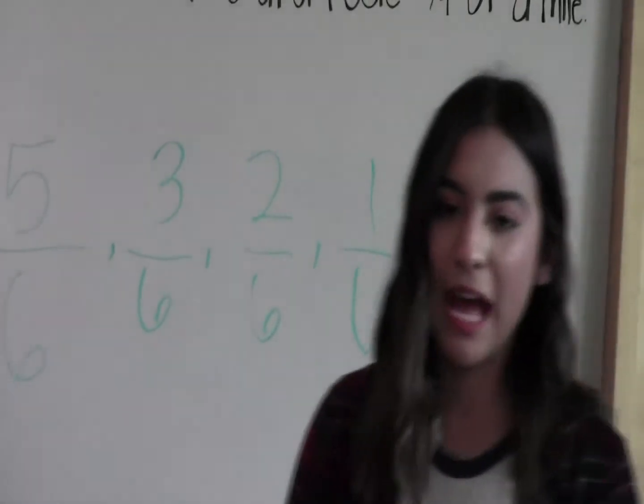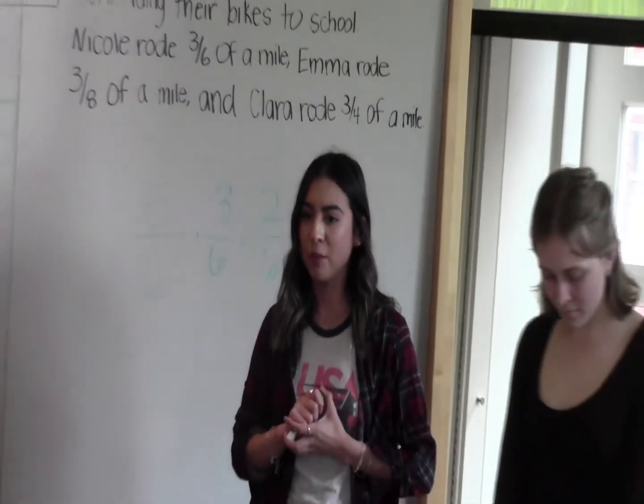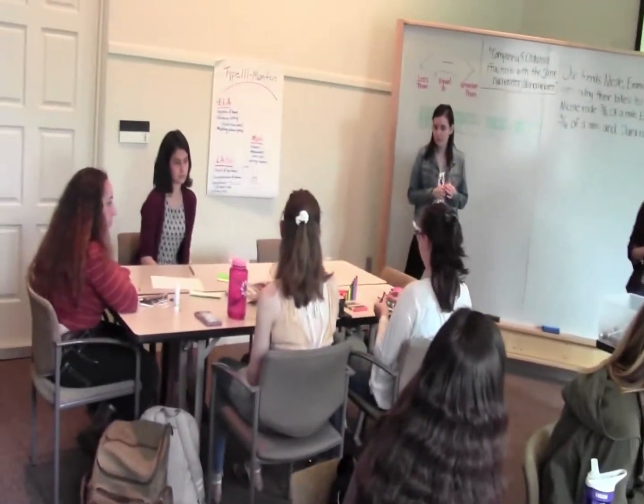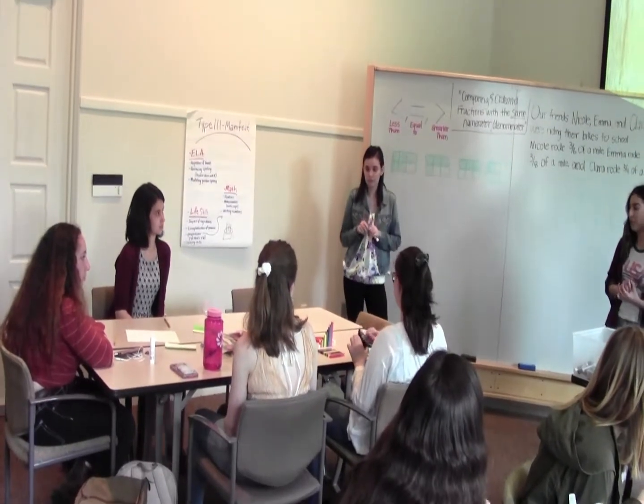So which friend at your table had the least amount of chocolate, and how much did they have? Nicole had the least amount. She had 1/6. Yeah, so great.